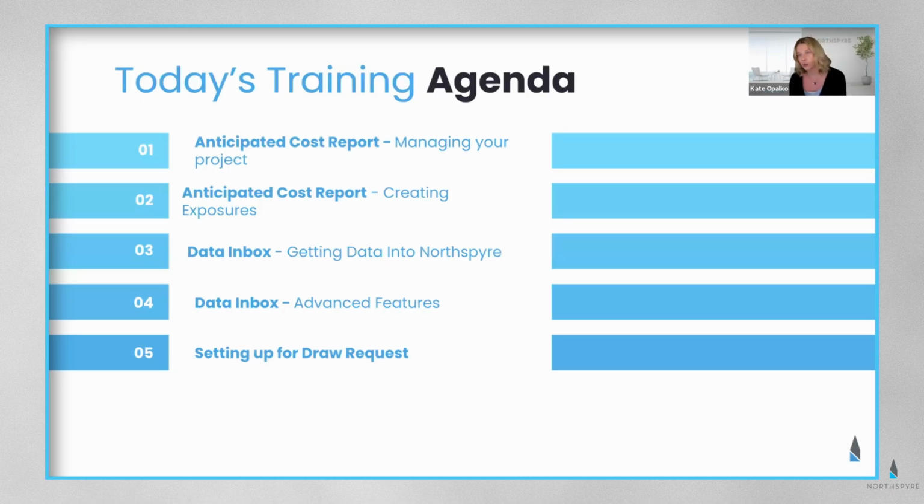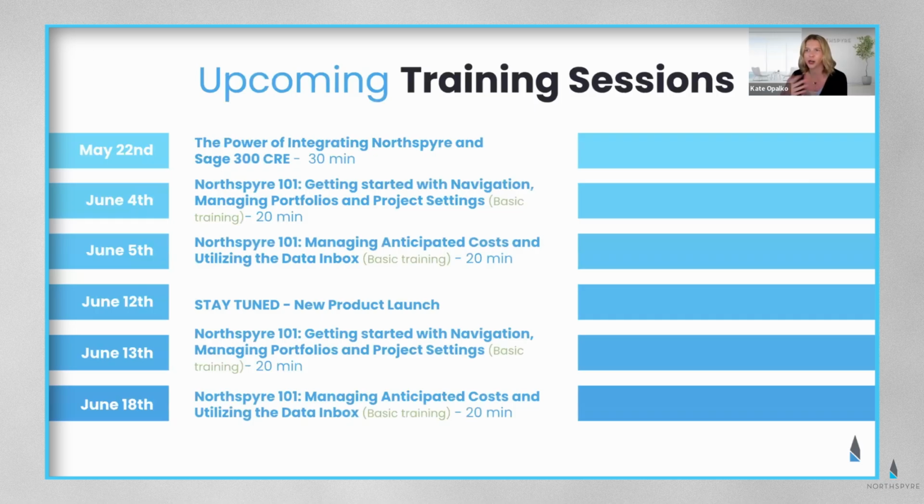We're going to look at managing your project budget transactions, making changes, as well as creating exposures, or as we call them exposures, but you might call them proposals or estimates. We're also going to take a look at the data inbox, how we get information into your system with approved costs, looking at some advanced features there. And then I'm going to set you guys up for your next session, which is going to be creating a draw.